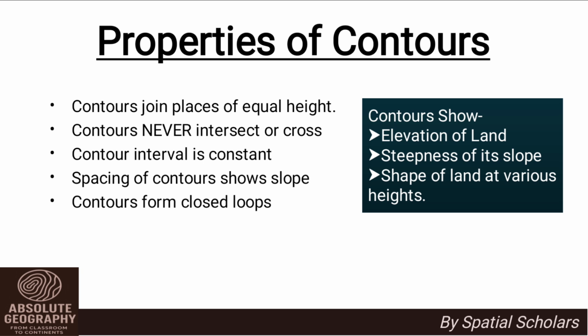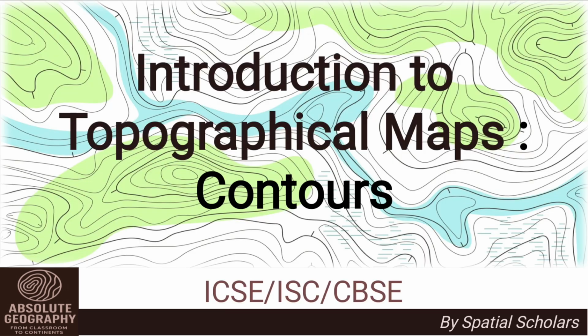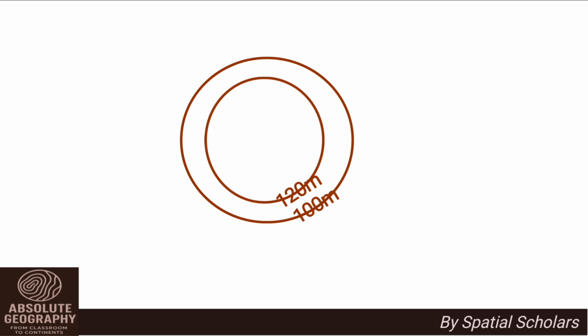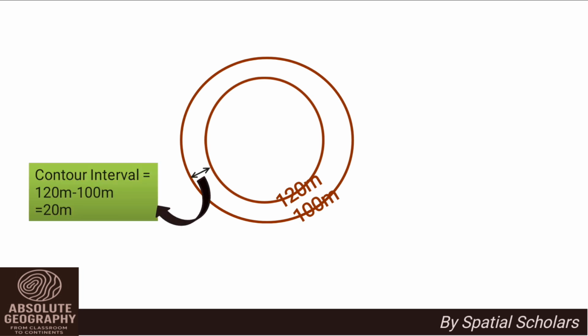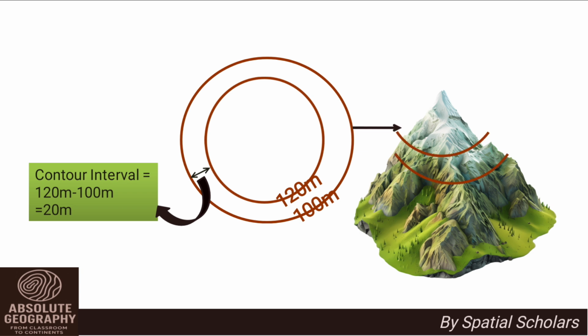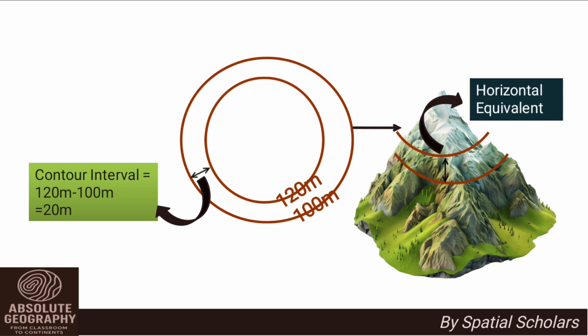If you see contours not closing on themselves, it is because the map you are studying is only an extract from a much larger map. The difference in height which each contour represents is called the contour interval. This interval remains constant throughout the map. Horizontal distance is the actual distance on the ground between 2 points on two contour lines.